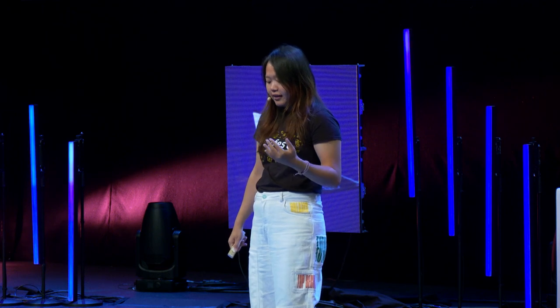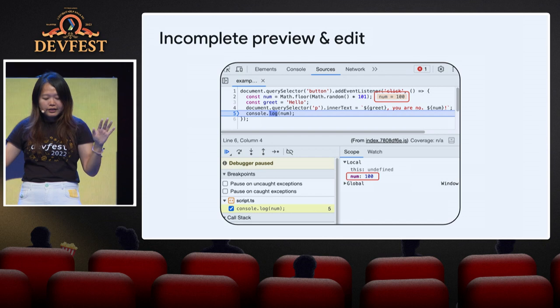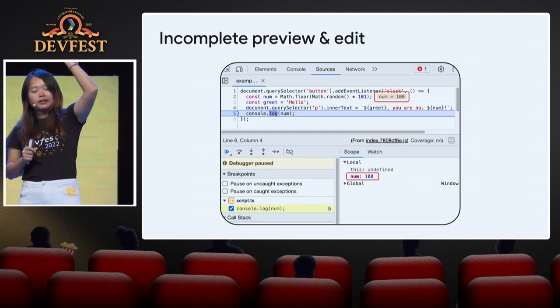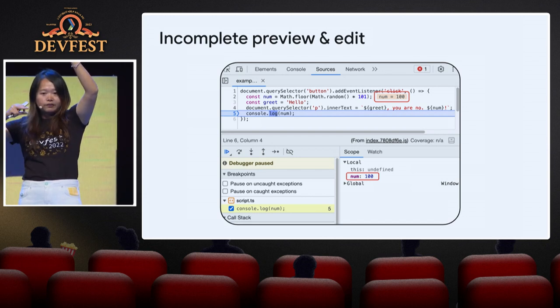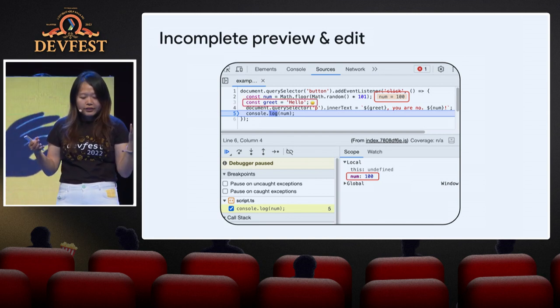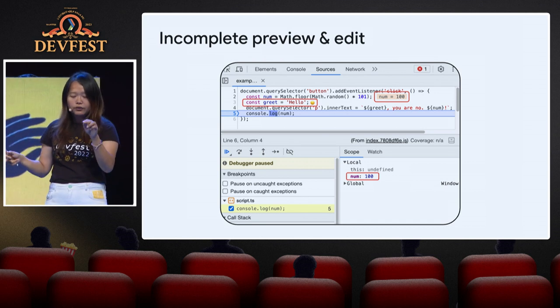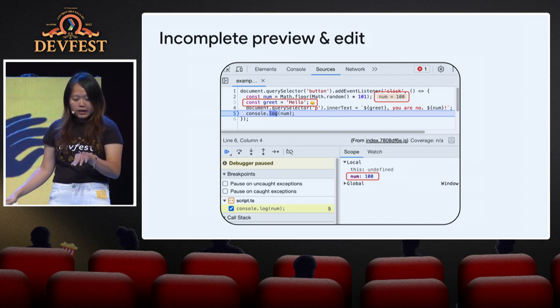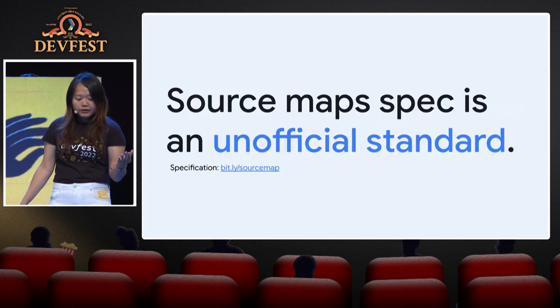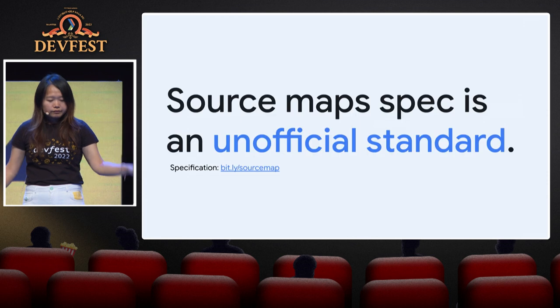Because in your mapping file, DevTools definitely lost the information. So for example, the number, because it still has the variable, DevTools is able to map it. But for the grid variable, DevTools is not able to show you a preview, and it's not able to show you that variable in the debugging, because that variable is totally gone, totally wiped out.